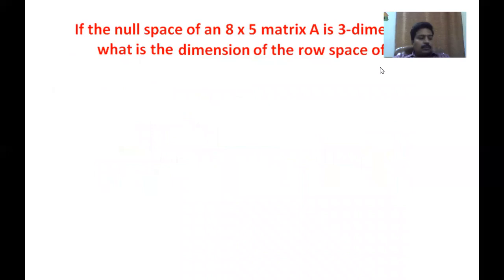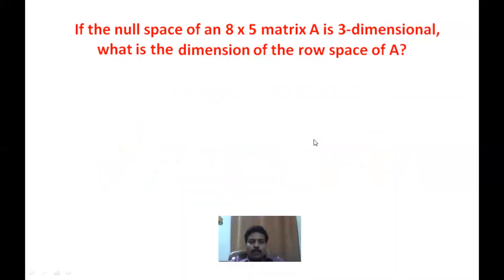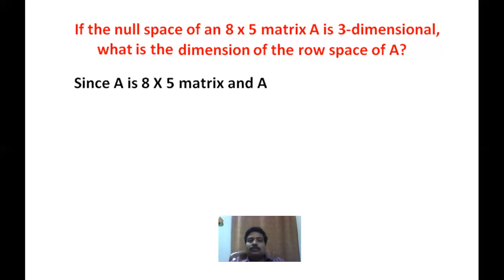Let us move on to one more problem. If the null space of an 8 by 5 matrix A is 3-dimensional, what is the dimension of the row space of A? So here it is given that A is an 8 by 5 matrix. So A has 8 rows and 5 columns.